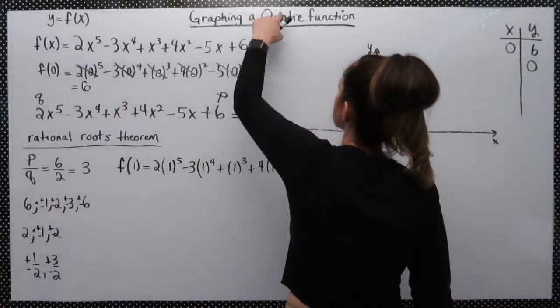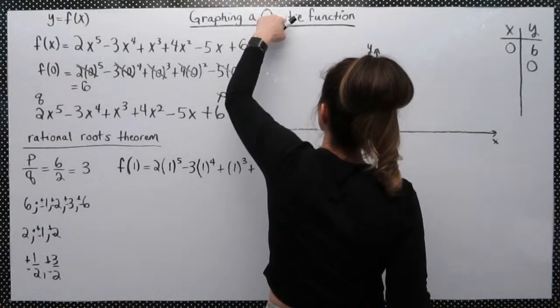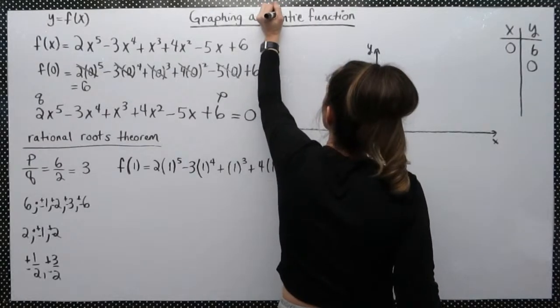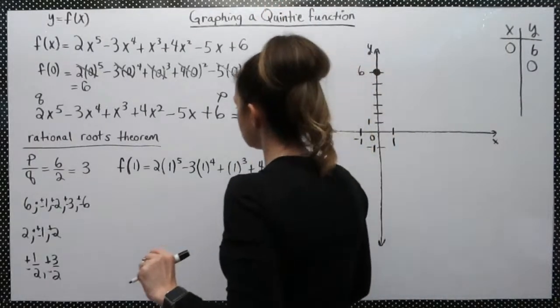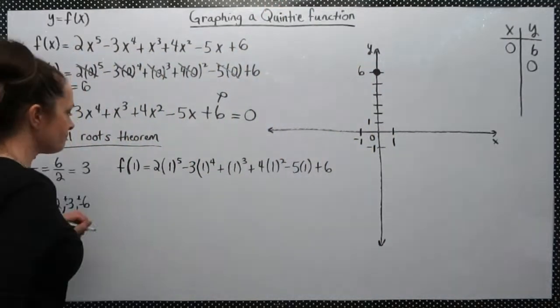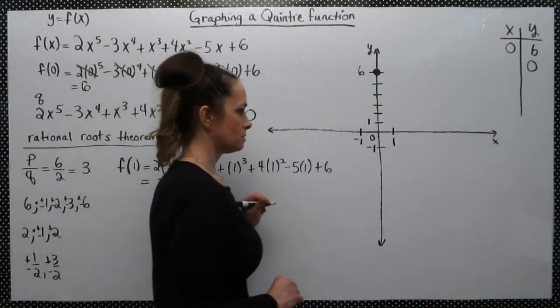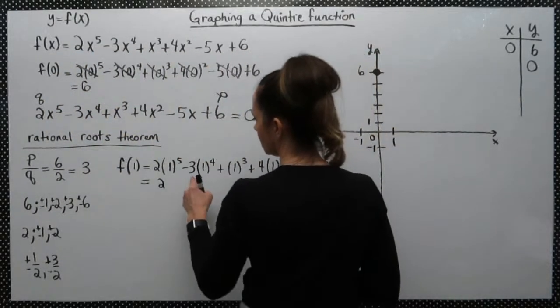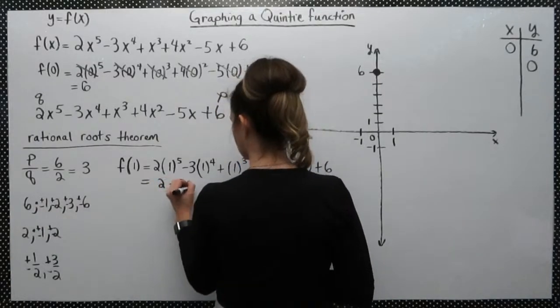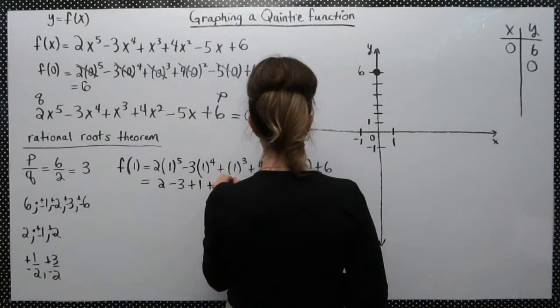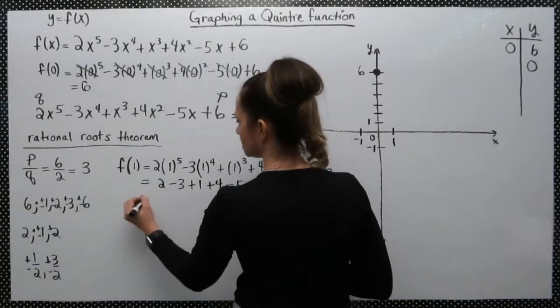I just noticed I'm looking on the screen and that doesn't look right. So like that, Quintic. All right. So we've got 2 times 1 minus 3 times 1 plus 1 plus 4 minus 5 plus 6.